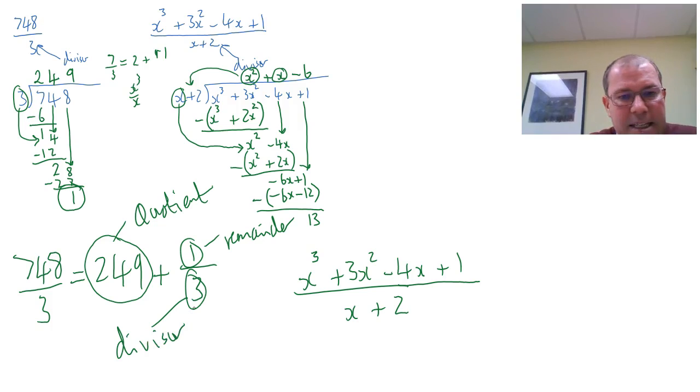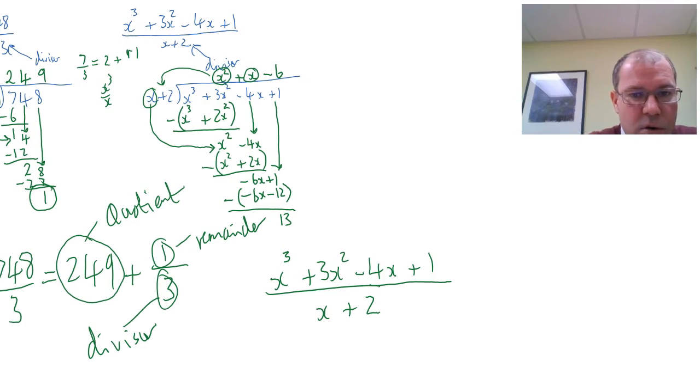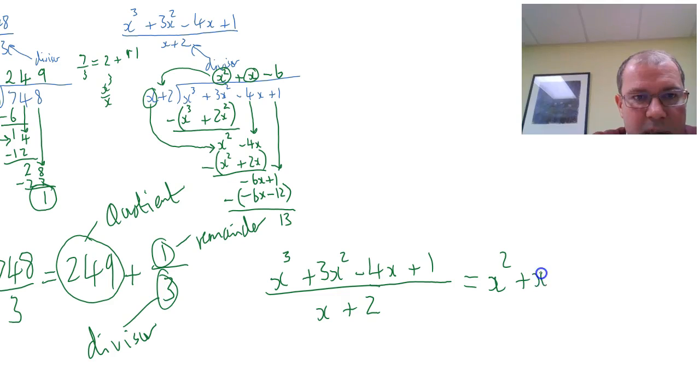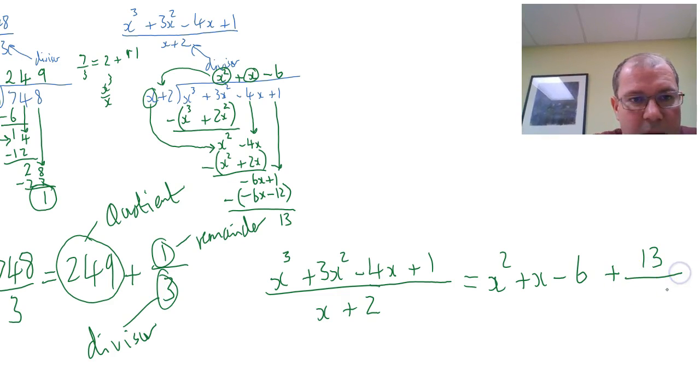Now it's exactly the same with the algebra one. So if we look at x cubed plus 3x squared minus 4x plus 1 all over x plus 2, what we have here is the quotient, which is x squared plus x minus 6. That's what we got when we did the division, sorry, minus 6. Plus the remainder, which is 13 in this instance, divided by the divisor, which is x plus 2.